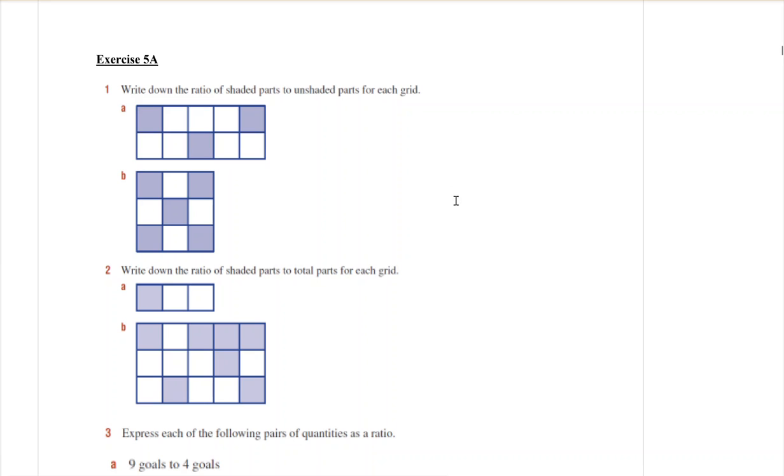You want to write down the ratio of the shaded part to the unshaded part for each grid that you see there.